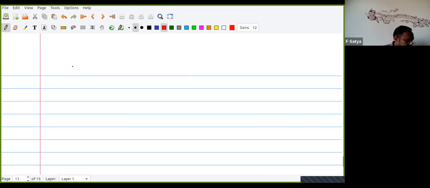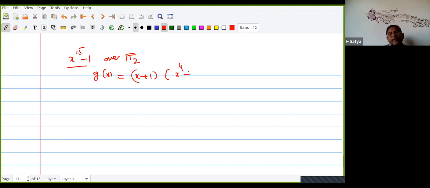So I take my polynomial as x power 15 minus 1 over F2. My g of x is equal to x plus 1 into x power 4 plus x plus 1. For the safe side, I will write this.